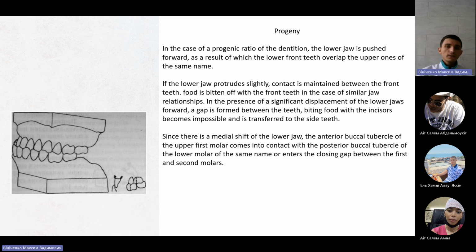In the presence of a significant displacement of the lower jaw forward, a gap is formed between the teeth. Biting food with the incisors becomes impossible and is transferred to the side teeth. Since there is a medial shift of the lower jaw, the anterior buccal tubercle of the upper first molar comes into contact with the posterior buccal tubercle of the lower molar of the same name, or enters the closing gap between the first and second molars.